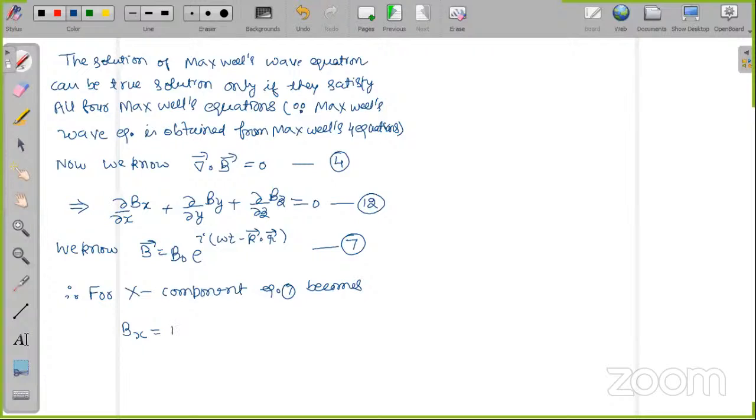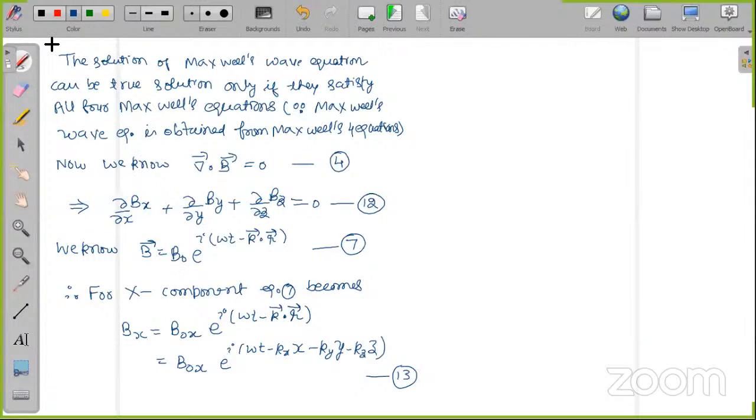Bx will become equal to b0x e raised to power iota omega t minus k dot r. Or it can be written as b0x e raised to power iota omega t minus kx x minus ky y minus kz z. Is it okay for you? Yes, sir.